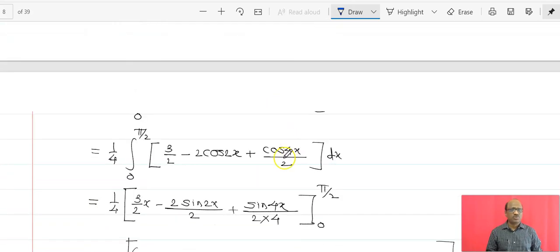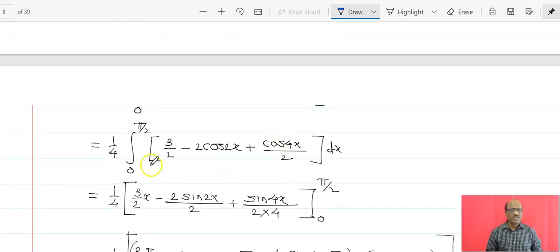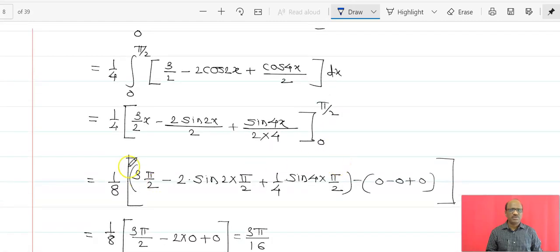cos of 4x upon 2. Now integrate all this. Therefore 1 by 4 integral of 3 by 2 is 3 by 2x. Integral of cos of 2x is sine of 2x upon 2 plus sine of 4x upon 4, and here is a 2. And the lower limit is 0, upper limit is pi by 2.